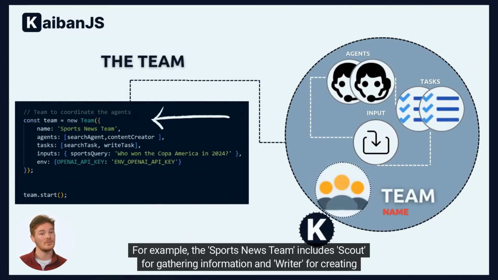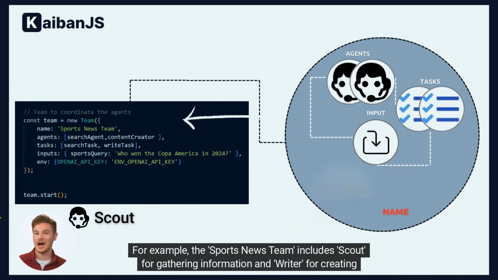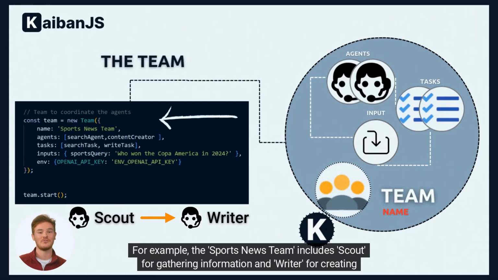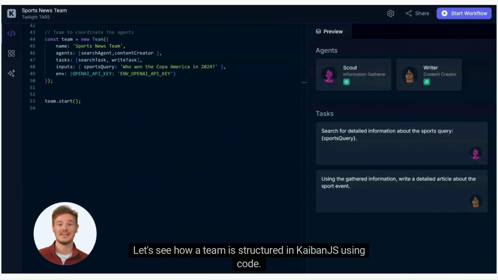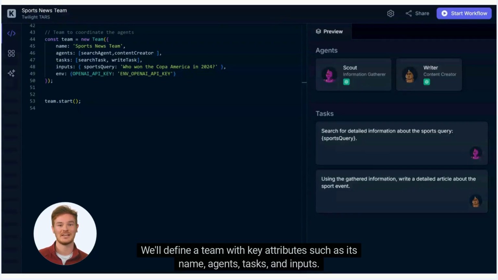For example, the sports news team includes Scout for gathering information and Writer for creating articles. Each agent has a role, working together in a coordinated way. Let's see how a team is structured in KaibanJS using code. We'll define a team with key attributes such as its name, agents, tasks, and inputs.